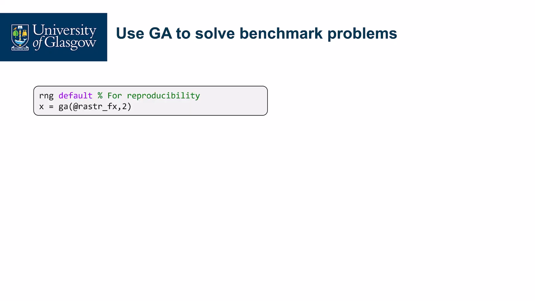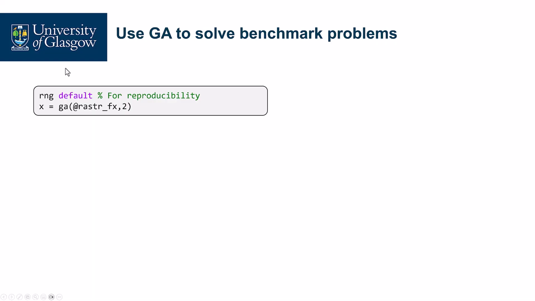Let's first use the simplest form. x is the output, ga, parenthesis, at, we call it Rastrigin_fx, comma 2, which means 2 variables, right? This is a function handle. When we want to call a function as a variable, we use a function handle, right? Then rng default: because GA needs random variables, here we set the same seed, so each GA run uses the same set of random variables, so as to compare them.